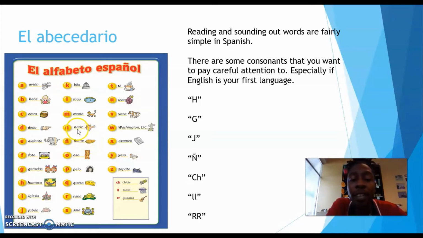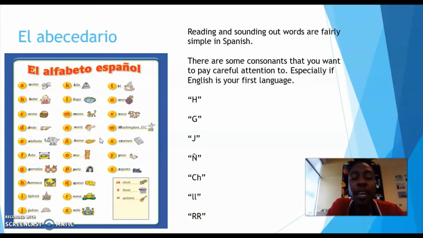So while this word says nariz, if we spelt this word N-A-M-E in Spanish with an N and not an Eñe, it would say name. But we have an Eñe, so we want to say ñame.